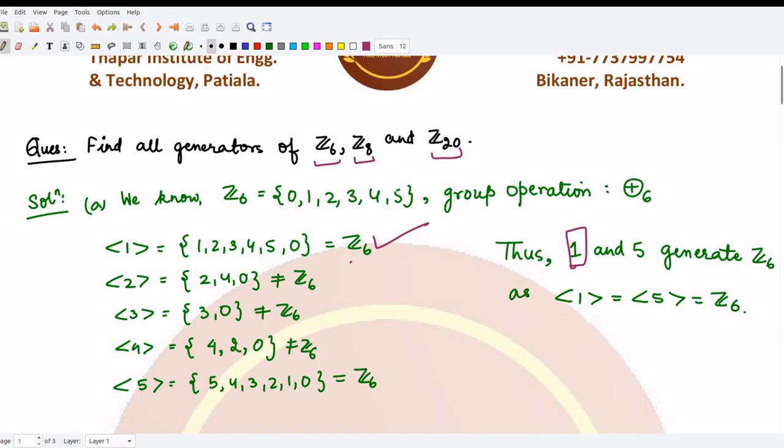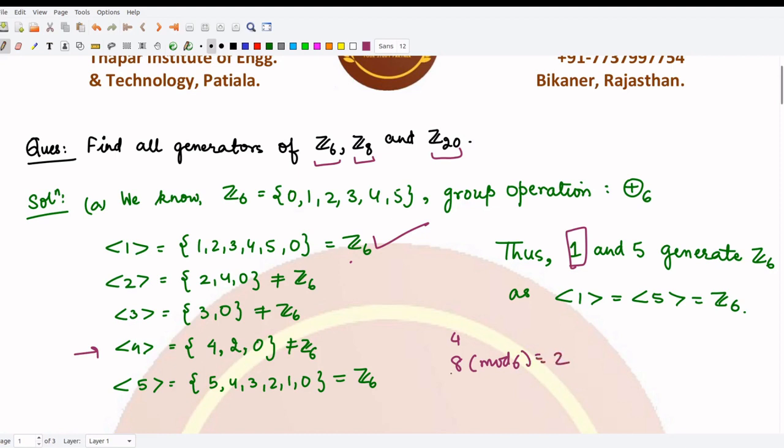So you see when you calculate the elements generated by 2, you only have 2, 4, 0, correct? So this is not equal to Z6, hence this is not a generator. Let me show this for the element 4. When you have 4 multiplied to itself once is 4. 4 plus 4 is how much? 8. 8 under mod 6 is equal to how much?